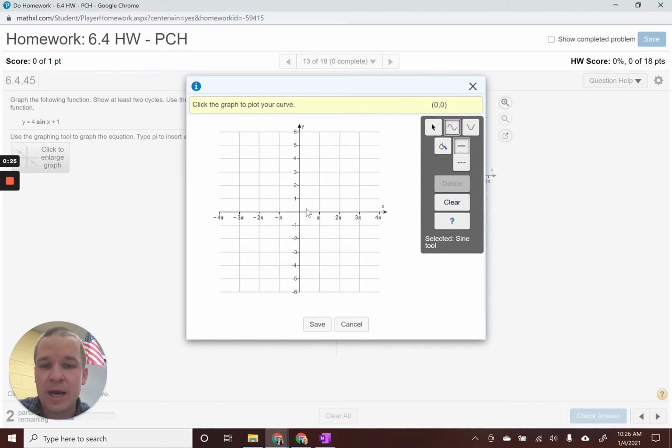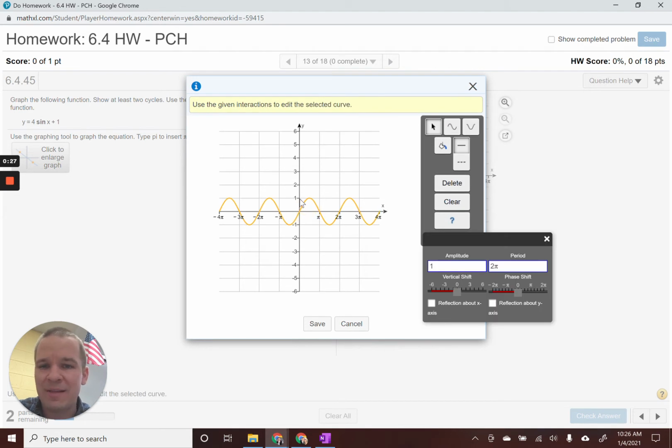Now, if I click on that graph, it puts up my parent function for the sine function, right? Now my amplitude. Well, what's my amplitude in this one? I have that 4 out in front there, so that would be my amplitude. So I'm going to put 4 for my amplitude. Did my period change at all? No, it's still 2 pi, right? We haven't dealt with too many period changes yet, but if there was a number inside the sine function, then we would have to deal with that.